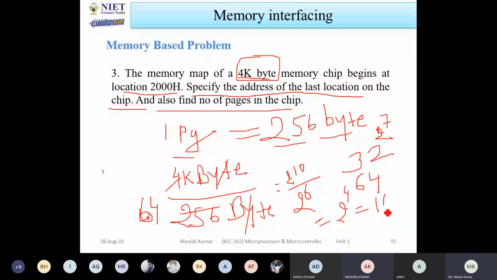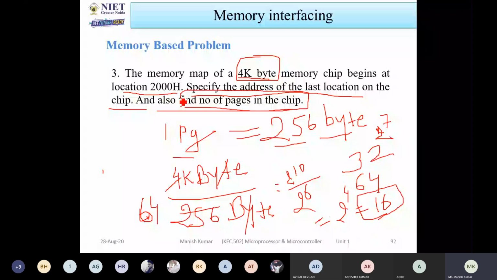Anyone having any confusions? Please tell us. Fine. So 2 to the power 4 only. This is the solution of finding the number of pages in the chip. Okay, this is the simplest part. So I have discussed these things.